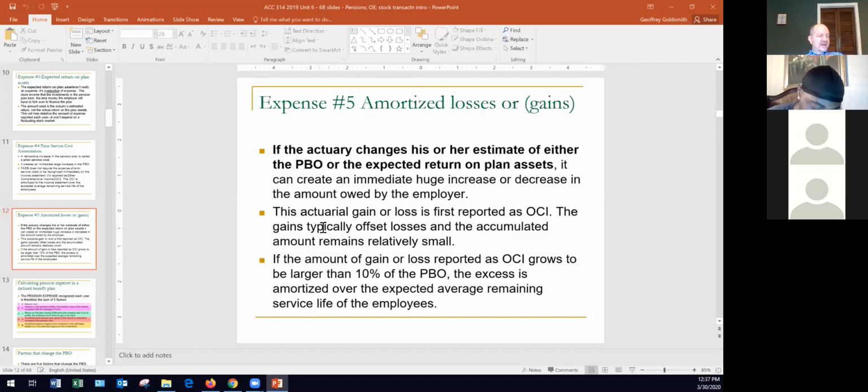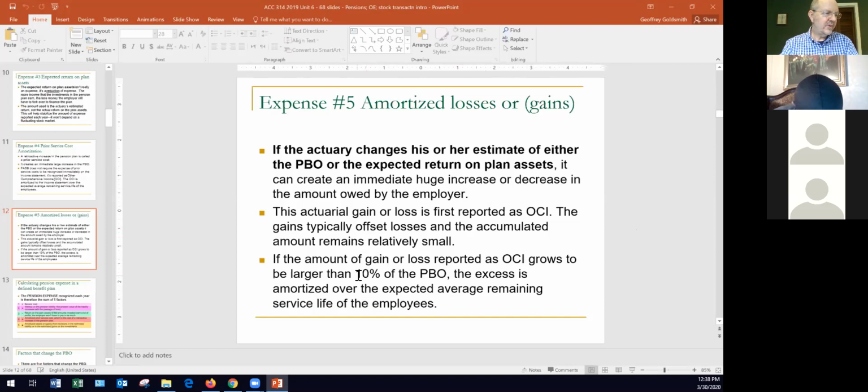Now, the gains in the long run usually offset the losses, and so the amount that's accumulating in OCI usually remains fairly small. Because if an assumption is made one year that increases the liability, there might be another assumption the next year that decreases it, and so on. So usually the gains and the losses are offsetting each other. If they don't, and the accumulated OCI gets to be too big, they have to amortize it.